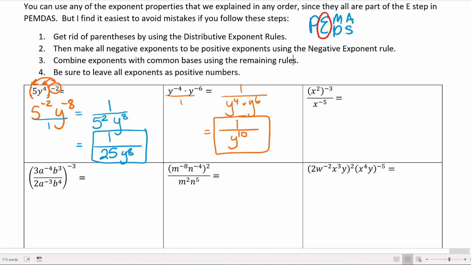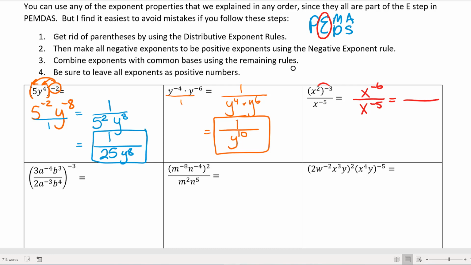For our next example, the first thing we want to do is get rid of parentheses, and I do have a set of parentheses up at the top. So I am going to multiply my exponents with the power rule. So I have x to the 2 times negative 3, that's negative 6. In the denominator, we have x to the negative 5.